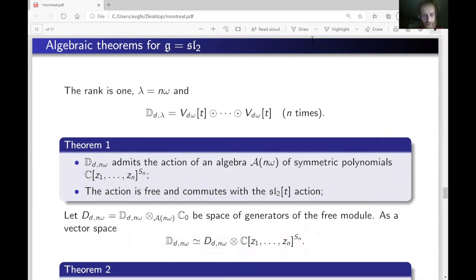So we have λ being just nω, because this is the rank 1 case. And this is the very explicit form of the global Demazure modules we are working with. So you have n times the cyclic product of this very simple guy, which is nothing but V_{dω} tensor C[t].